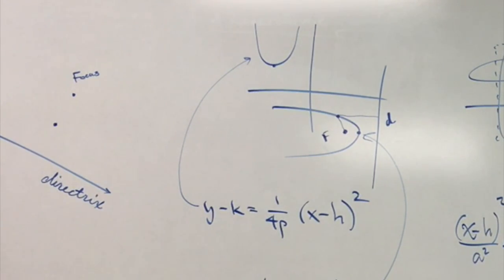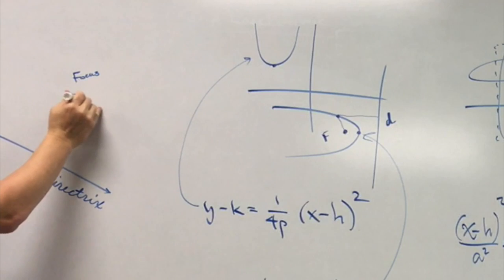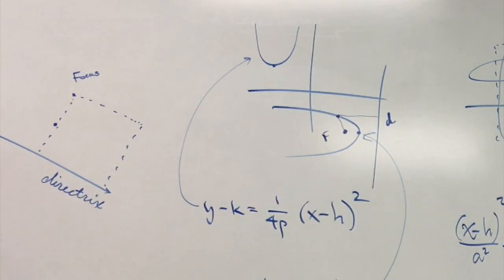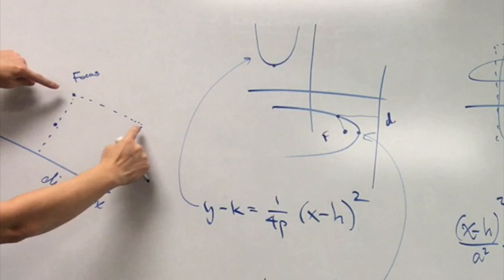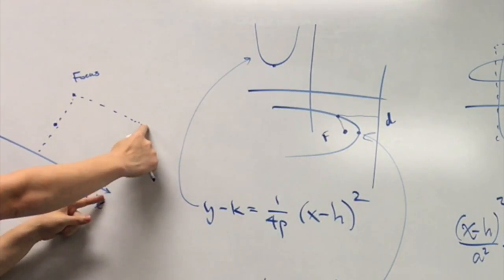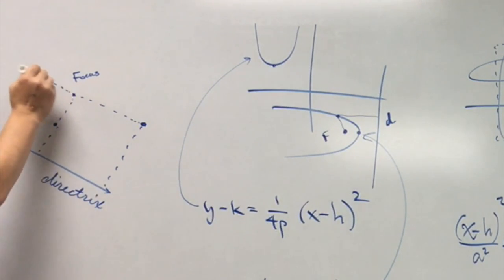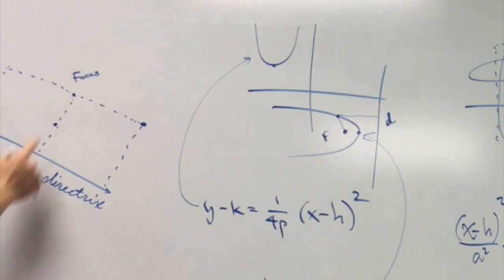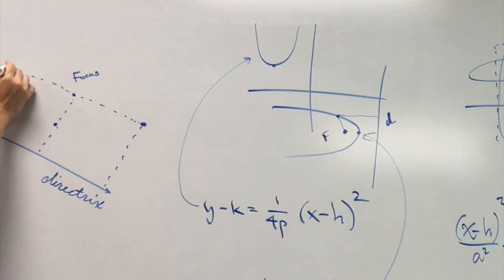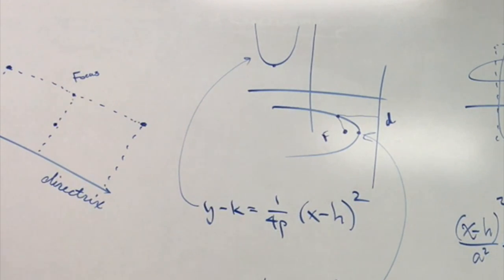But there's lots of other ones. For example, if you imagine measuring the distance that the focus is from the directrix and drawing a square out of it, so that this distance is equal to this distance, this is also a point on the parabola. If I draw another square over here, so that this distance is equal to that distance, this is also a point on the parabola. There's 3 points now on the parabola. And there's other ones in between.